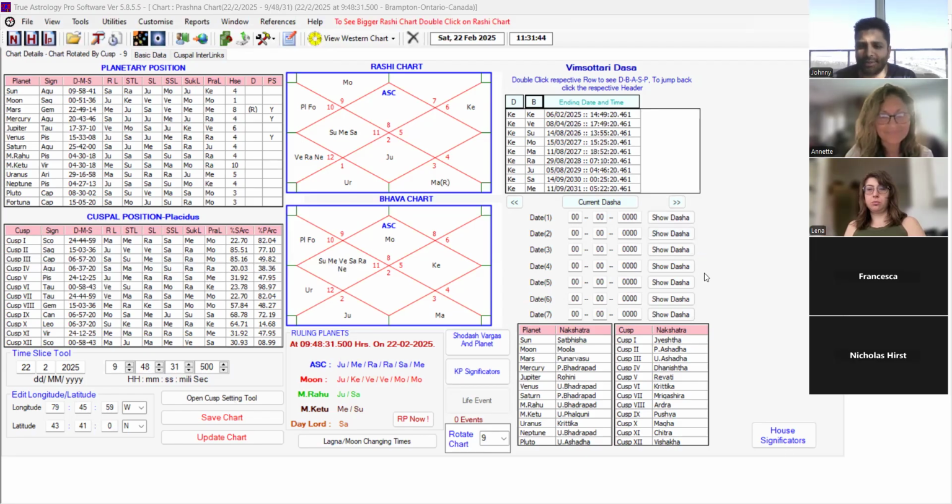and this is known as the Hora chart. Whatever we just pulled out here at 9:48 is a Hora chart.